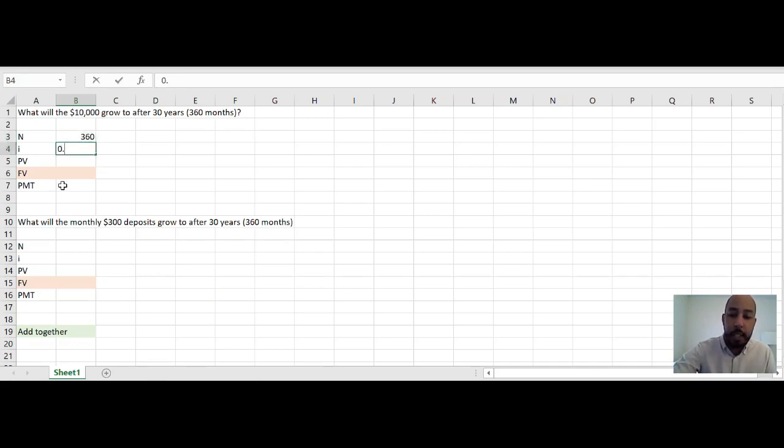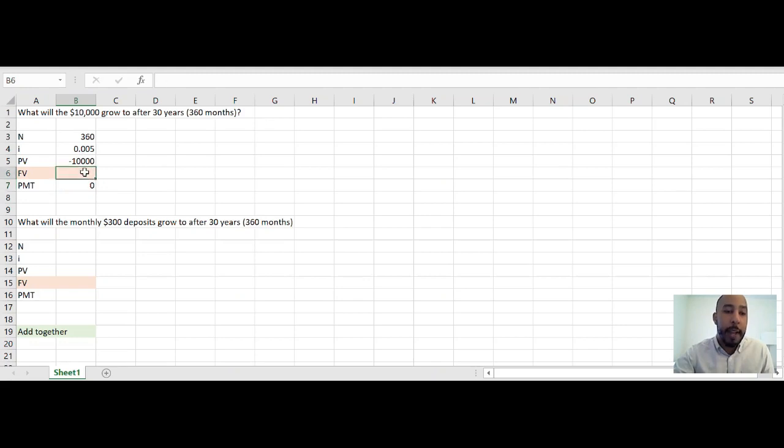I was 0.5%. Our PV will be $10,000. I'll make it negative because Bob is going to be depositing $10,000 into his account, so negative 10,000. And then our payment is going to be 0, since we're just looking at the $10,000 by itself. We're just saying put $10,000 into the account today. What will that grow to after 30 years?